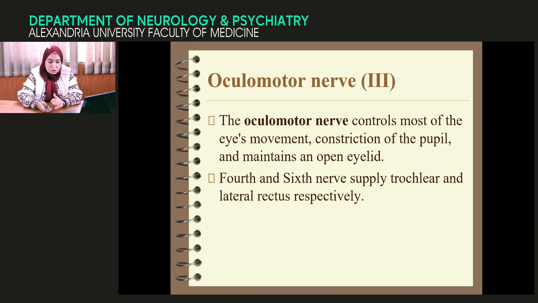As we said, the olfactory and optic nerves originate directly from the brain tissue. But the rest of the 10 cranial nerves originate from the brain stem, from the midbrain, pons, and medulla. The third one is the oculomotor. This supplies all the extraocular muscles of the eye, except the lateral rectus and superior oblique. The superior oblique is supplied by the trochlear nerve, and the lateral rectus is supplied by the abducent nerve, or sixth nerve.